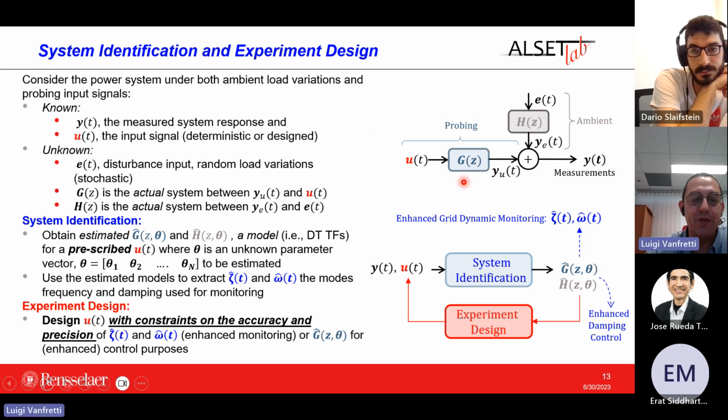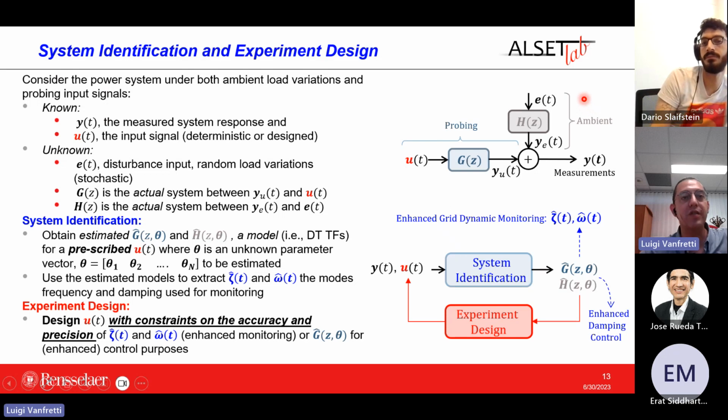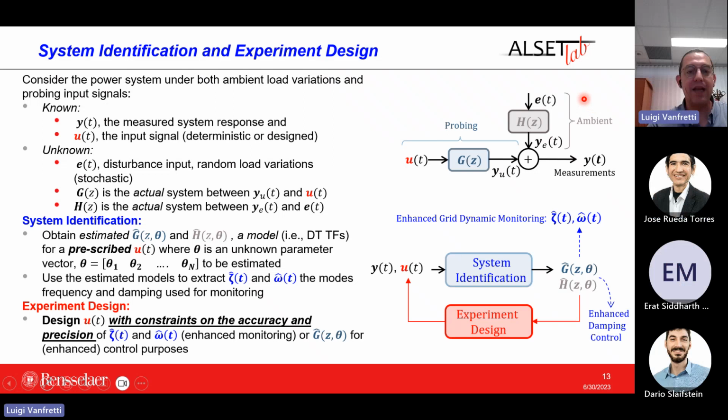So let's assume that the real system is defined by two transfer functions. One is called G of Z and one is H of Z. We're doing it in discrete time, and then we will transform what we do in discrete time to continuous time with the Tustin approximation, for example. Y here is the measurements that you obtain. E is the disturbance, but this disturbance is actually just the load randomly changing in the system, and that is going to excite this H of Z. So H of Z is the transfer function between E of T, these random variations, and the response of the system to random variations.